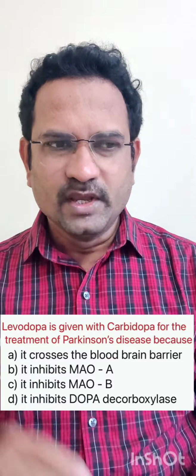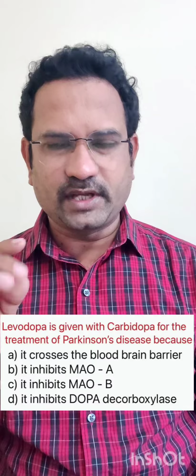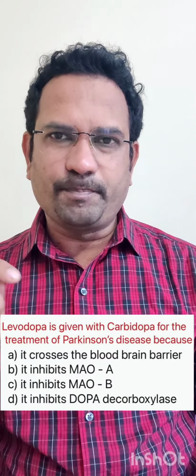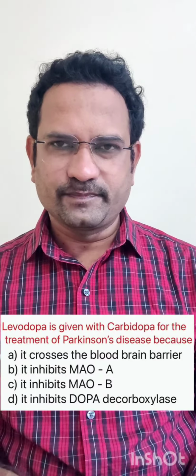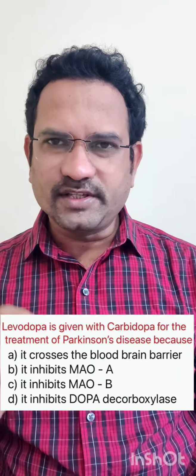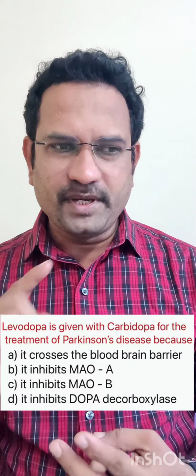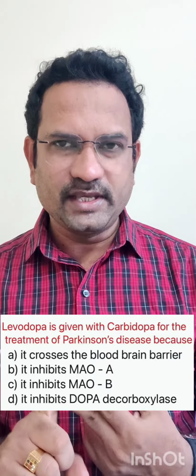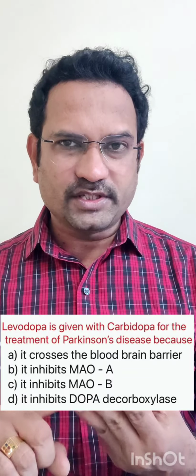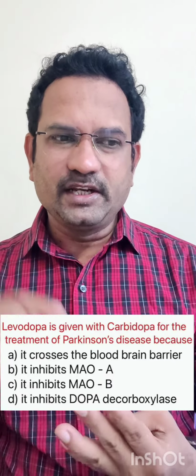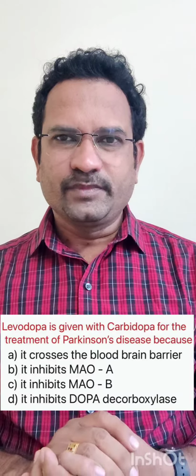Look at the question first. Levodopa is usually given with carbidopa for the treatment of Parkinson disease because: the options given are A. It crosses the blood-brain barrier. B. It inhibits monoamine oxidase A. C. It inhibits monoamine oxidase B. D. It inhibits dopa decarboxylase. Now let us understand the question first. The question is about Parkinson disease treatment.